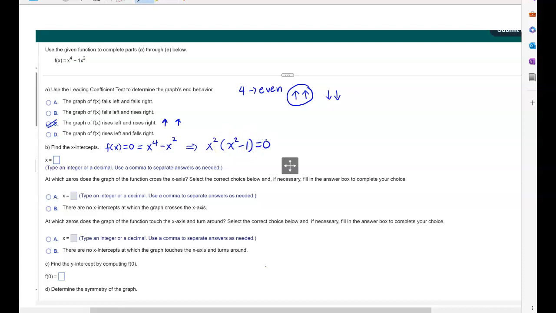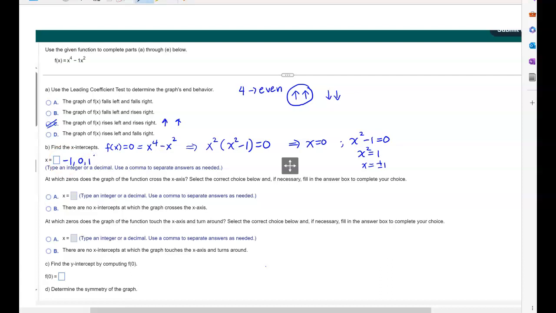Then you solve. So x squared is equal to 0, and so therefore x is 0. And the other factor, which is x squared minus 1, is also equal to 0. Then you solve for x. So you have x squared is equal to 1. So therefore x is equal to plus or minus 1. So these are all the x-intercepts, the values of x when y is 0. So we have 0, 1, and negative 1. You can arrange this in increasing order if you want to, or in any other order: negative 1, 0, and 1.